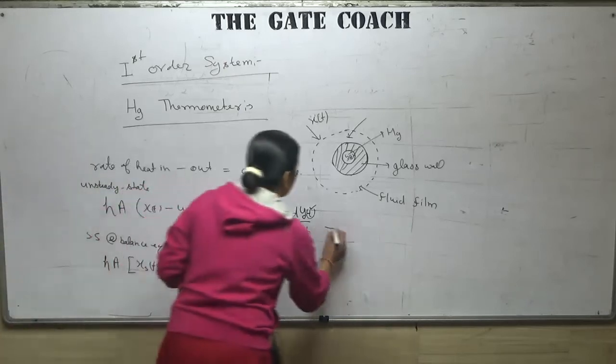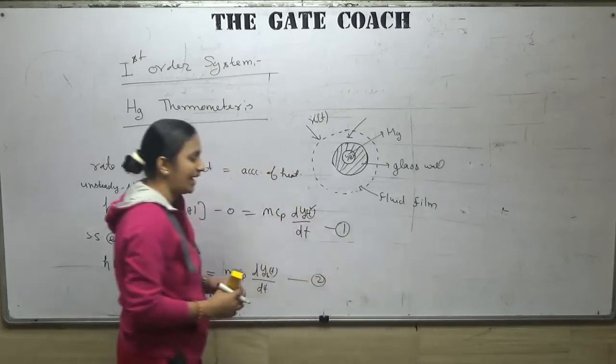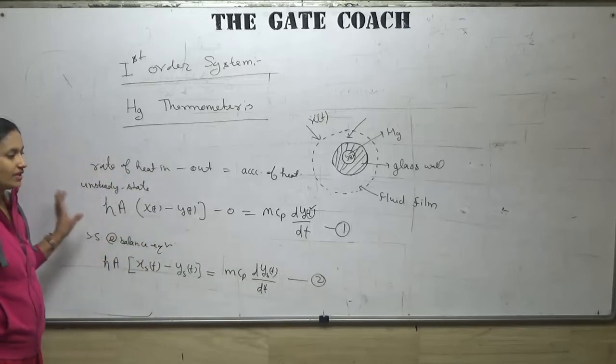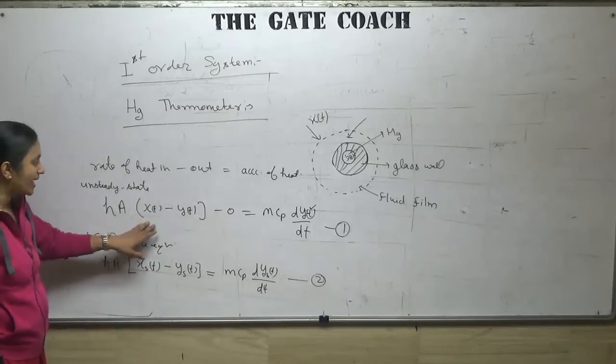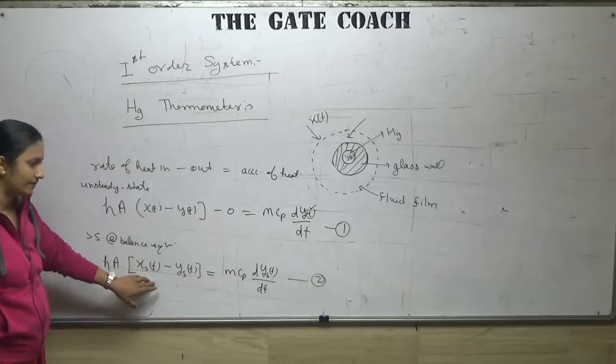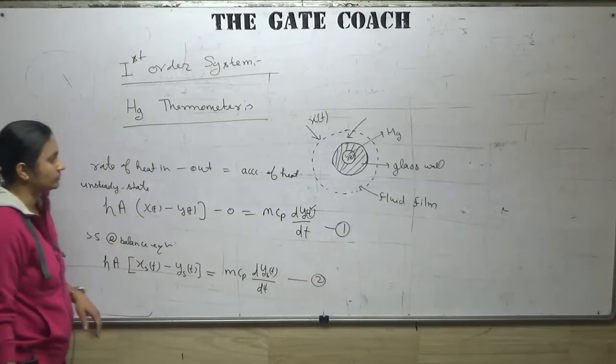The next step: this one is equation 1 and this one is equation 2. We have to write the first equation in terms of the deviation variable. What is a deviation variable? If we are talking about x, then capital X is equal to x(t) minus xs. So we will take equation 1 minus equation 2.